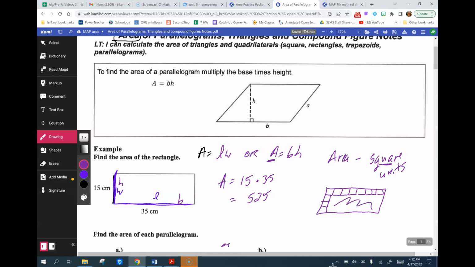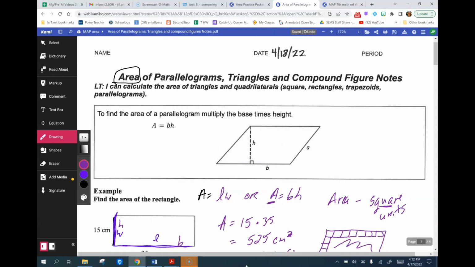So we always want to put for our answer here 525 centimeters squared. Or you can write it as 525 square centimeters. So you can use a little exponent or use square centimeters. Both are right. Okay, now here's the really cool thing. To find the area of a parallelogram, I again just take base times height.